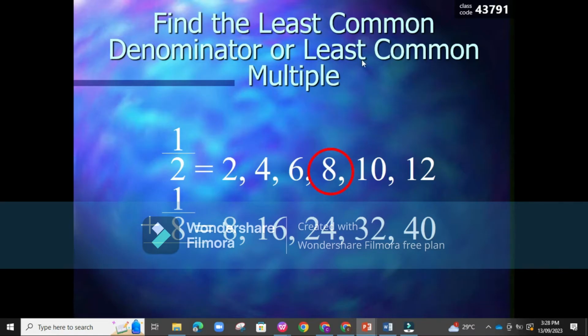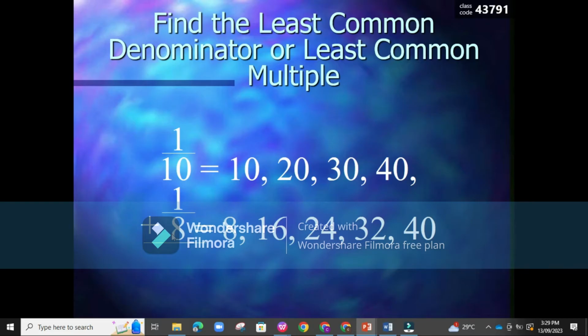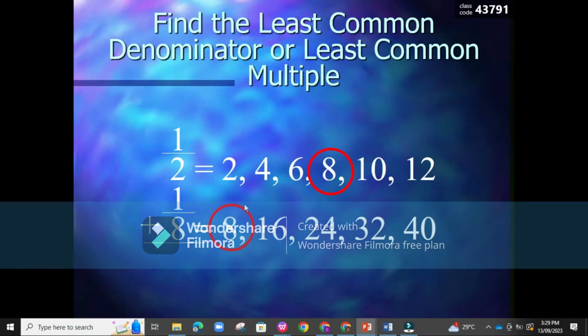Find the least common denominator or least common multiple between 2 and 8. So, for instance, we are adding 1/2 and 1/8. So, the denominator of 1/2 is 2. So, the multiples are 2, 4, 6, 8, 10, and 12. The multiples of 8 are 8, 16, 24, 32, and 40. Because 8 here is the denominator of 1/8, the second fraction. So here, our least common multiple is 8.